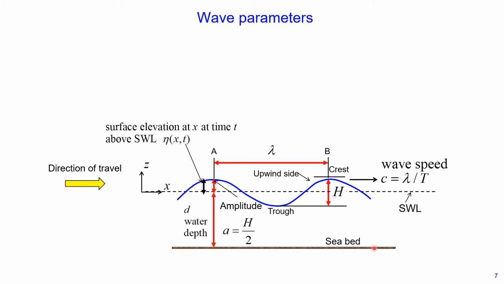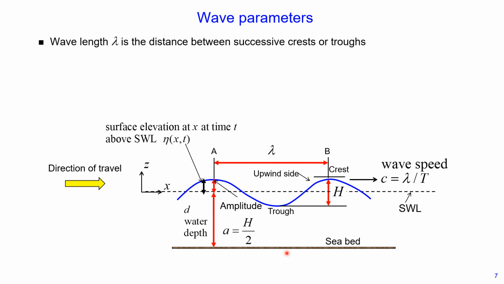I also show the seabed here and two crests on this diagram, and crest is the maximum surface elevation on a sea wave, and trough is the minimum surface elevation. So the key parameter is the wavelength, and the wavelength is defined as the distance between two successive crests, in this example between points A and B, or between two successive troughs. Another important parameter is the wave number, and this is defined as 2 pi divided by wavelength. Therefore, wave number, which is k, has units of radians divided by meter.